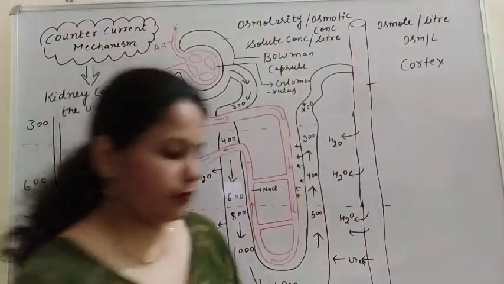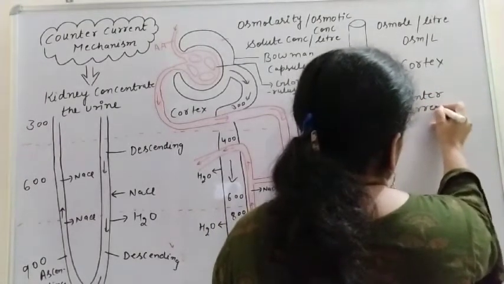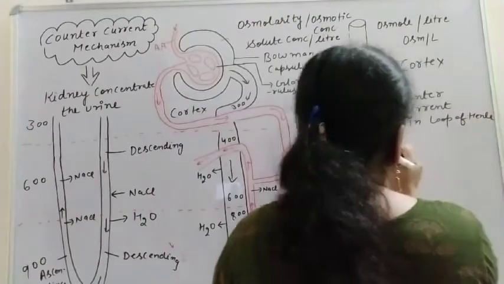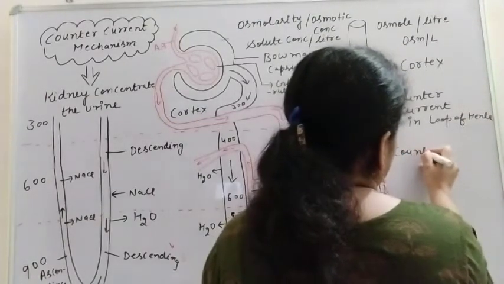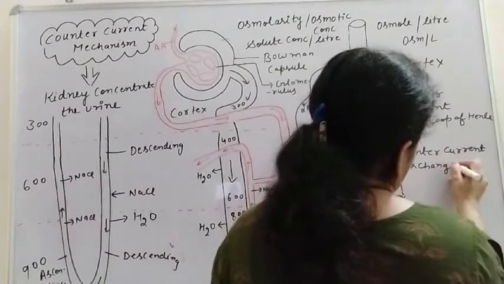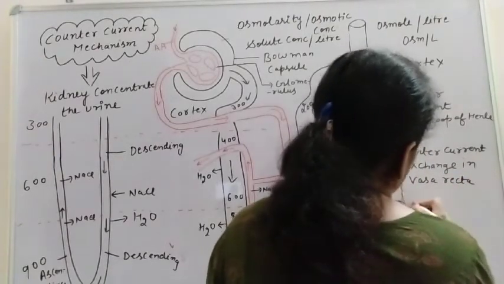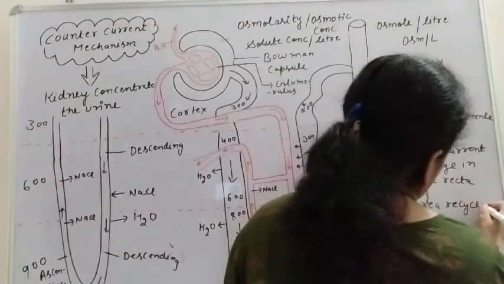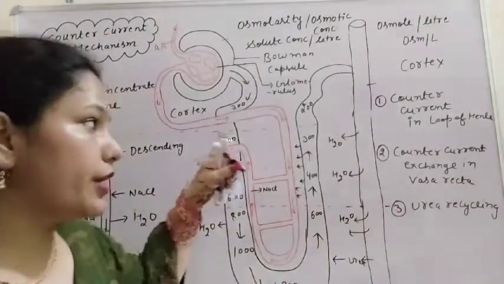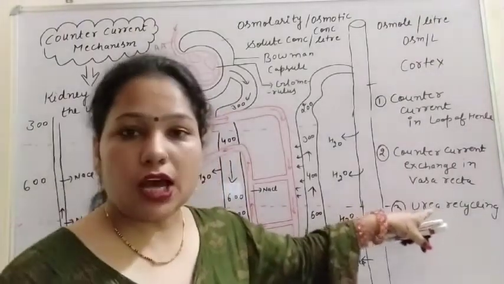The first, we can say, is the counter current in the loop of Henle. Second, counter current exchange system in the vasa recta. And third is urea recycling. So all these three points we have to understand in this topic: counter current in the loop of Henle, counter current exchange in the vasa recta, and urea recycling.